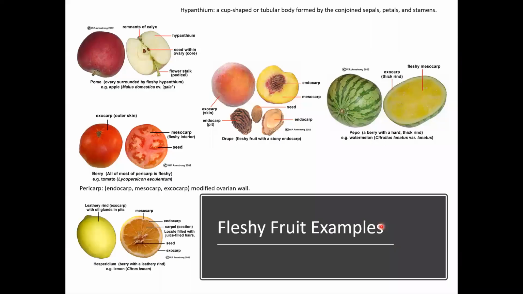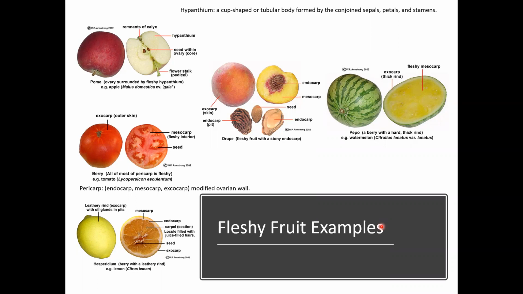Now, a few examples for different types of fleshy fruits. I provided lots of types over here, but I'm only going for a handful of them. I believe in the lecture you might cover a few more, but I'm going to keep it simple here. Pome, right, the apple is a good example for the pomes. In that case, the ovary is surrounded by the fleshy hypanthium, right?